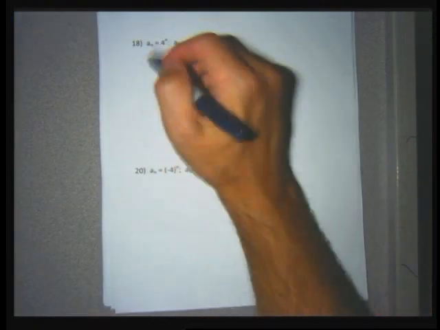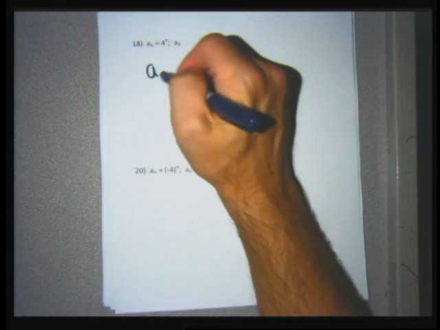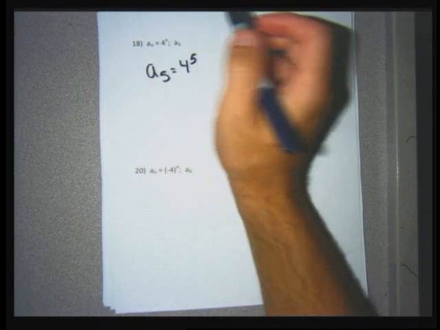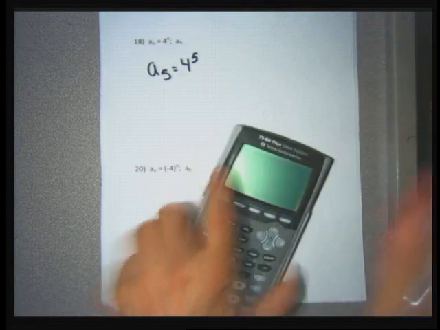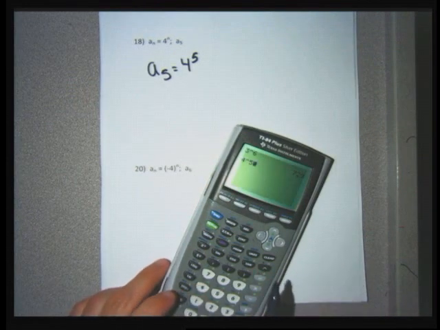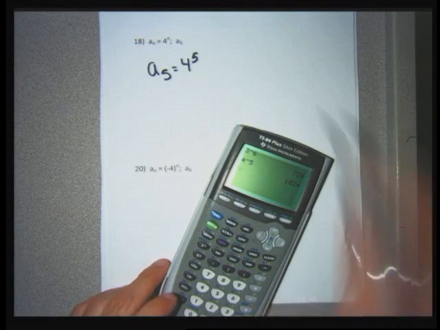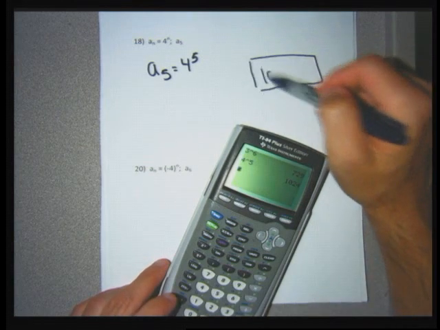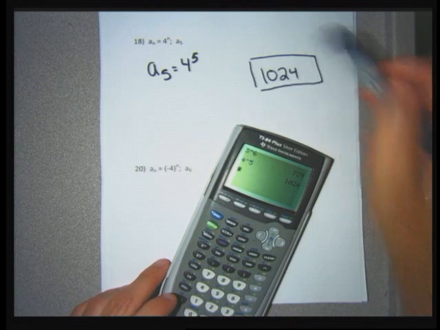For 18, I'll probably have to pull my calculator out because of the exponential function. It wants me to find the 5th term in this sequence, which is 4 to the 5th power. And that's a big number. It's like 1,024, I think. So if I go 4 up arrow 5 on my calculator, I do get 1,024. So the answer to number 18, the 5th term in that sequence, is the number 1,024.